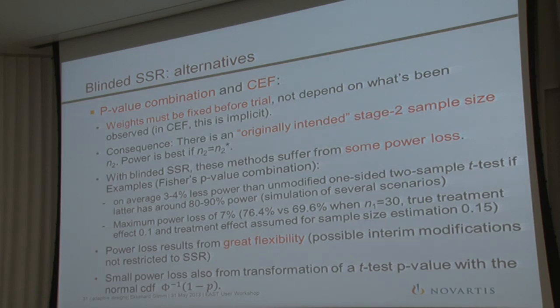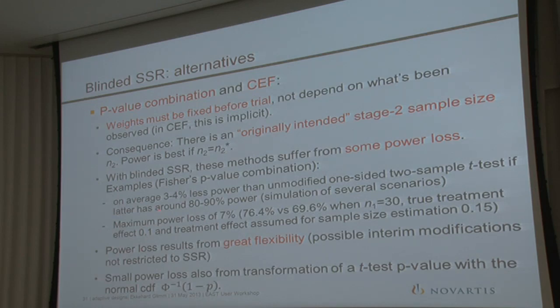But first of all, again, about the p-value combination and conditional error function approach. So in that case, we would have to fix the weights. There is an originally intended stage 2 sample size, which otherwise, of course, you wouldn't need. And N2 that might move it to become an N2 star. If these two things are the same, then the power is best. And you can use that in this case.